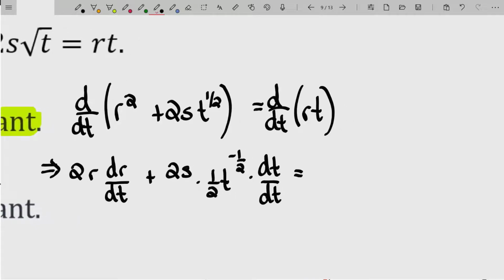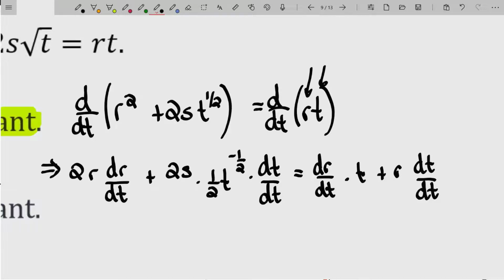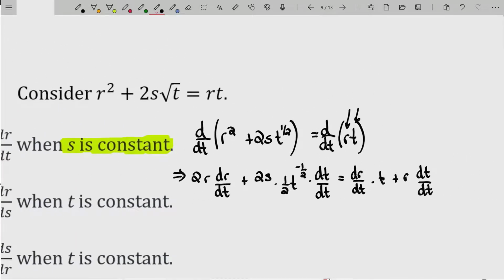On the right-hand side, we have a product of two functions. So it's going to be the derivative of the first with respect to t times the second, plus the first times the derivative of the second with respect to t. Again, dt dt is just 1. So having done that, we get this. 2r dr dt plus, let's see, the 1/2 and the 2 cancel. So s t to the -1/2. dt dt is 1 minus t dr dt plus r.